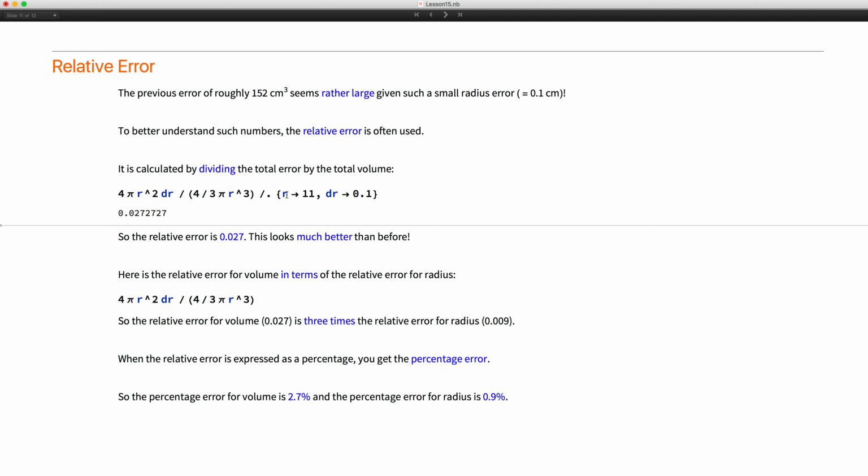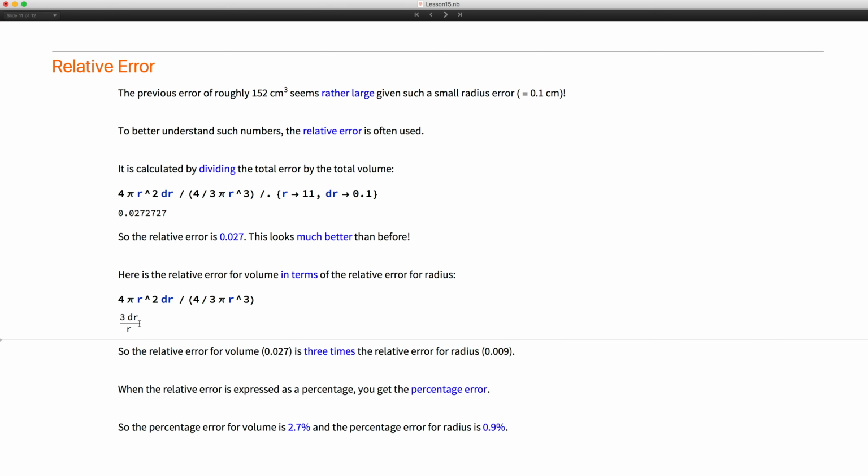Now, if you do not plug in the value of r over here, then the relative error looks like 3 times dr over r. But that's just 3 times the relative error in the radius. So that says that the error in the volume is 3 times the error in the radius, provided you talk about relative errors. Now, the other way to talk about these errors is to use a percentage error. So the percentage error in this case is 2.7 for the volume and 0.9 for the radius.